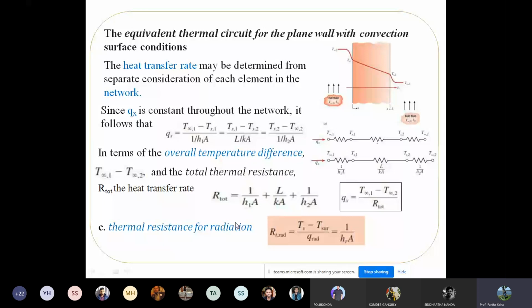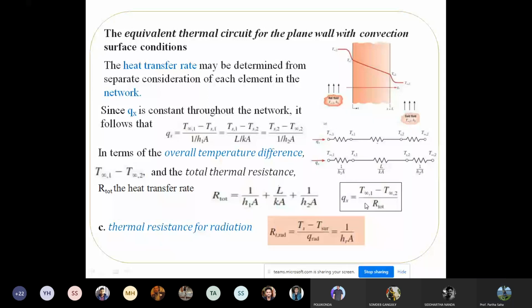So the thermal resistance for radiation will be T infinity minus T surface, Q rad, 1 by h. This is different. This expression you remember, the total resistance is the individual three terms. And then the heat flux can be given by T infinity 1 minus T infinity 2, this temperature minus this temperature, divided by the total thermal resistance. The total thermal resistance is given by this.